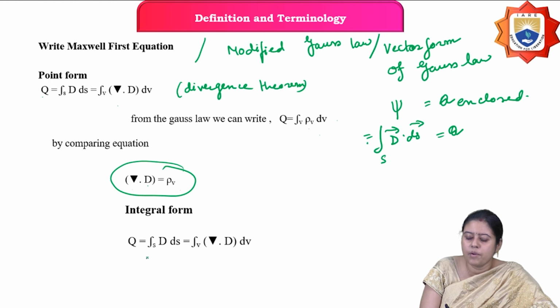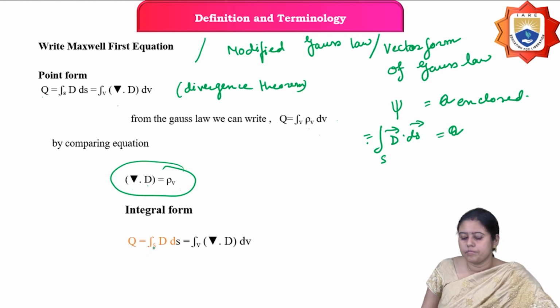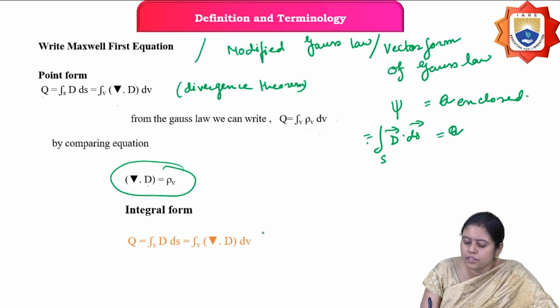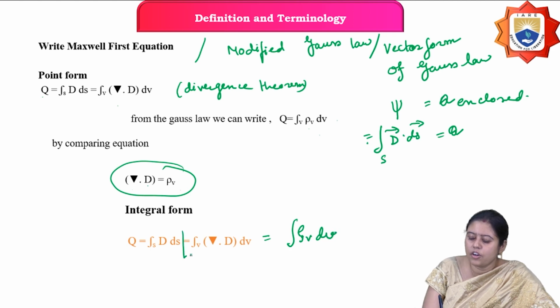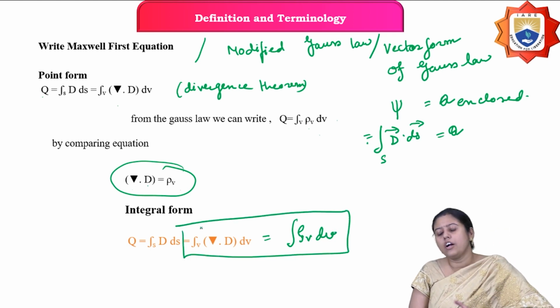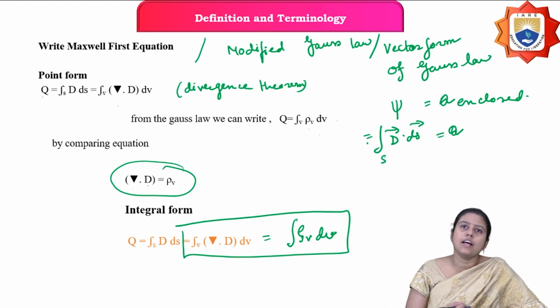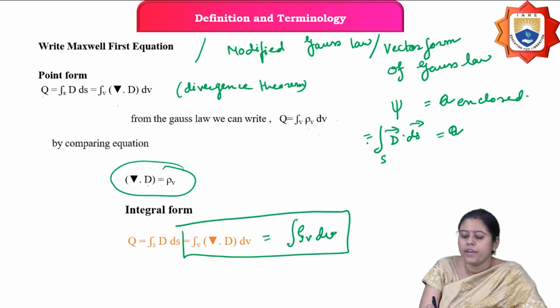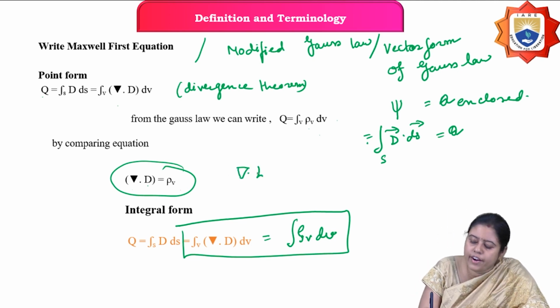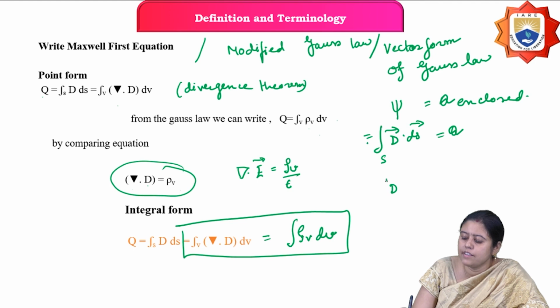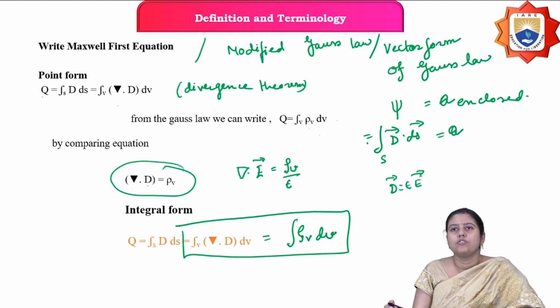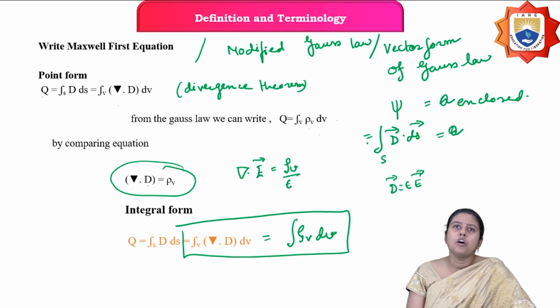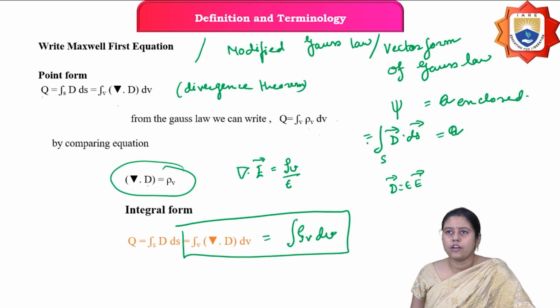The integral form is that the volume integral of grad dot D dv is equal to the volume integral of rho v dv, and grad dot D is equal to rho v is the point form. This can also be written as grad dot E is equal to rho v by epsilon, as D is equal to epsilon times E. So we can use the value of Maxwell's equation in both forms.